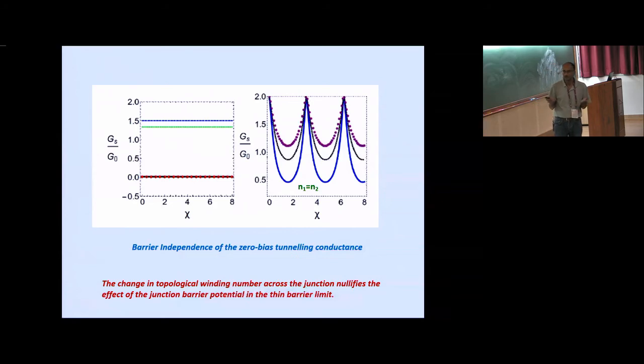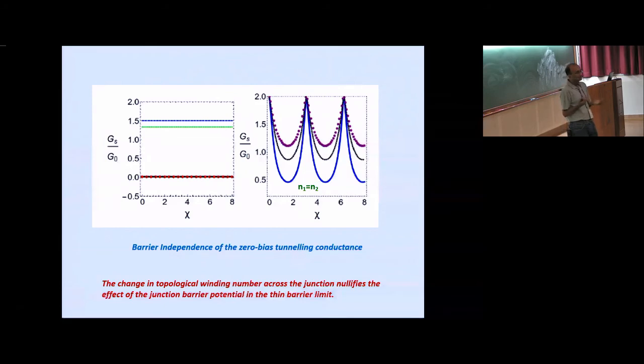So just to point out, the change in topological winding number across the junction nullifies the effect of the junction barrier potential in the thin barrier limit, and therefore gives you a barrier independent zero bias tunneling conductance. Since this requires at least 2 transverse dimensions, you don't see this in graphene or surface of topological insulators, because you need to have an azimuthal angle for this kind of physics to come up. And you also need the topological winding number to change across the junction, which is also not seen in graphene or topological insulator junctions. So this is a property which is going to show up only in 3D, and the junction of Weyl and multi-Weyl semi-metal is an example out here.